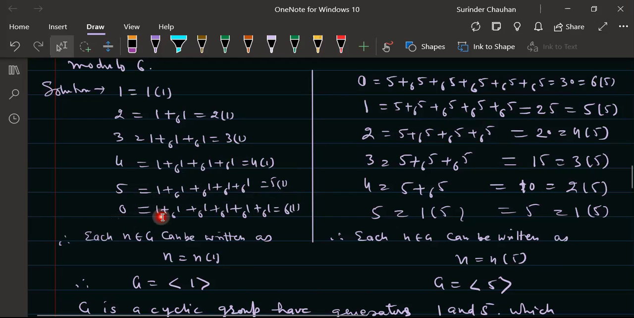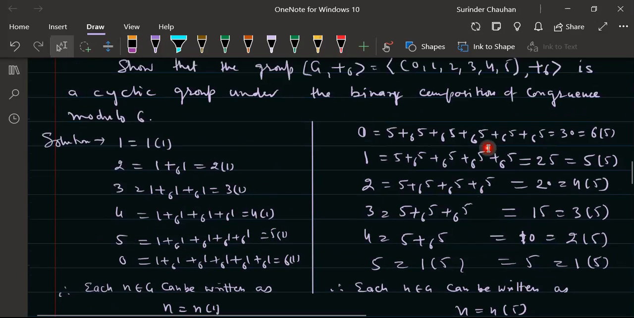So 0 is 1 addition modulo 6, 6 times, this is 6 into 1, and 6 divided by 6 leaves remainder 0. So these are the elements that are integral multiples of 1, meaning in this G any element n can be written as n is equal to n into 1. So 1 is a generator. Now similarly for 5.